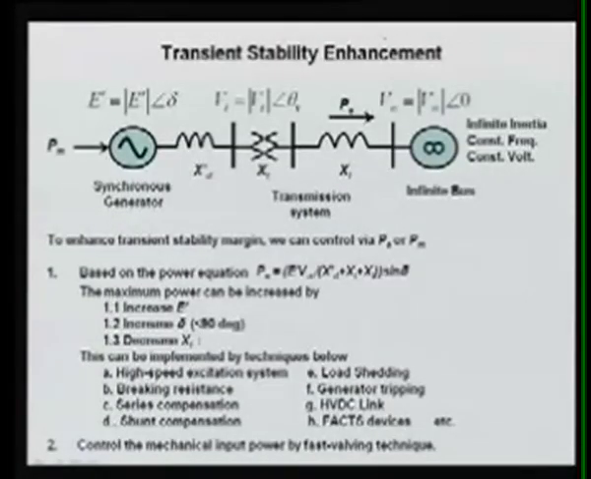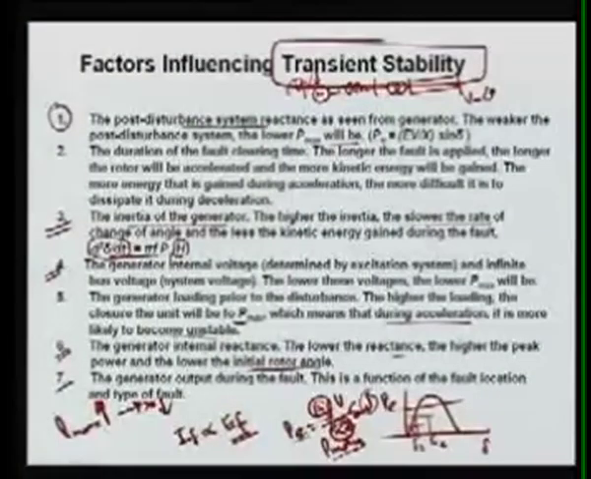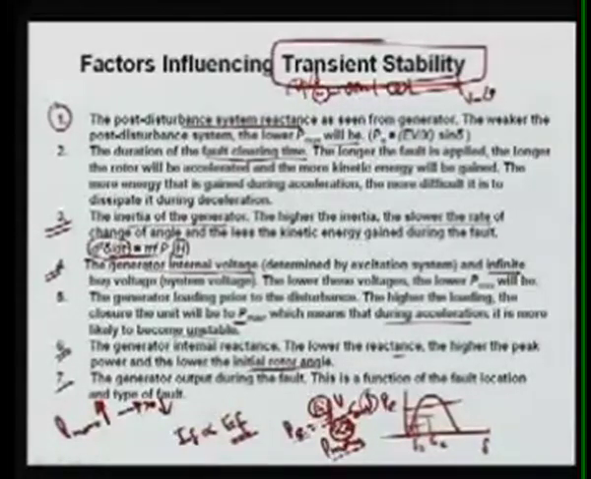Now once we have seen the various factors, again to recap, we can say the post fault reactance is one factor, the fault clearing time is the second factor, inertia of the generator the third factor, the internal terminal voltage as well as the infinite bus voltage magnitude, the loading prior to the disturbance, the internal reactance of the generator, and the generator output during the fault. All these 7 factors influence transient stability.